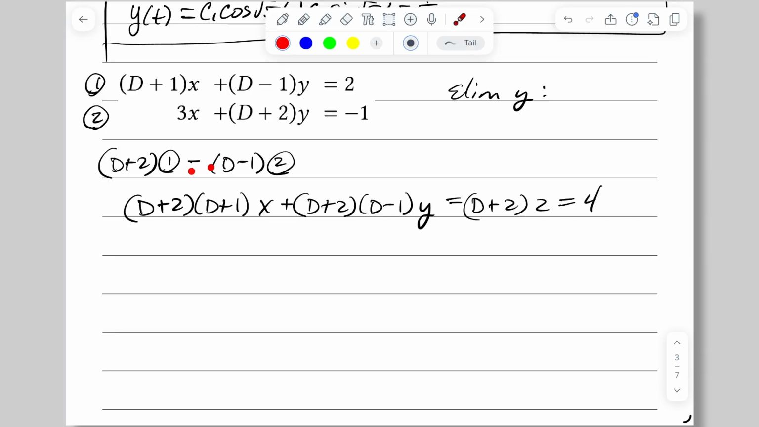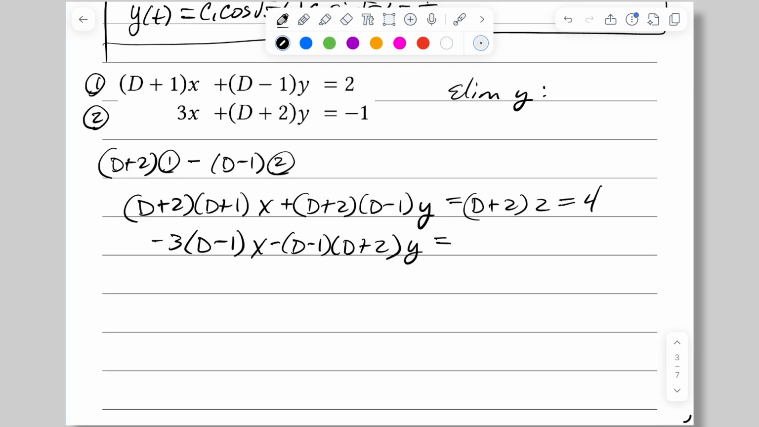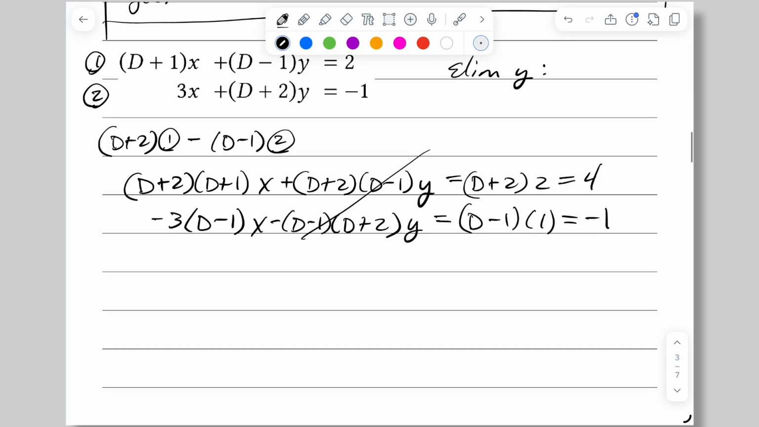Applying the negative of d minus 1 to equation 2 is going to give us negative 3(d minus 1) acting on x minus (d minus 1)(d plus 2) acting on y is equal to, that negative in front of the d minus 1 times negative 1 is going to be a positive, so we have d minus 1 acting on 1. And so that right hand side equals negative 1. We see adding is going to get rid of the y terms. That was the whole point of all of that.